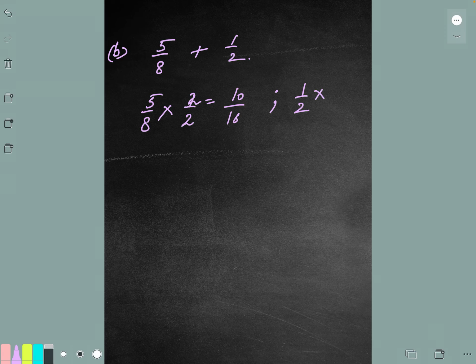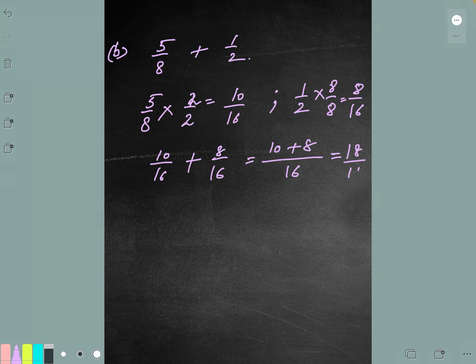So after doing this question, leave a line and I come to my second part, 5 upon 8 and 1 upon 2, right? So 5 upon 8 will be converted into equivalent fraction by multiplying it by 2 upon 2. I get this. And 1 upon 2 will be multiplied by 8 upon 8. I will get this. And I will add both. 10 upon 16 plus 8 upon 16, 10 plus 8. One time I will take the denominator, 18 upon 16. Reduce it to the lowest term.